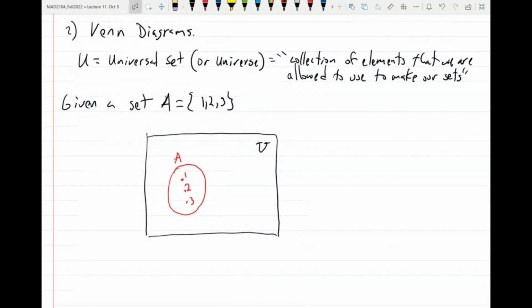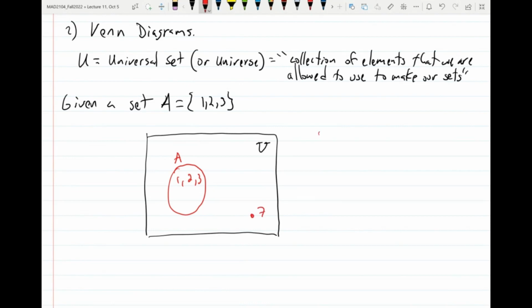So something like this is what we call a Venn diagram. The elements of A are written inside of A. Elements that are not in A are written outside of A. Okay? So I'll just put 1, 2, 3, like that. And let me put here 7, the dot with a 7.